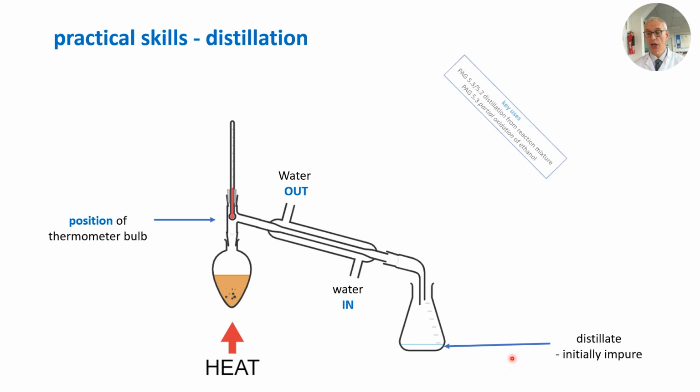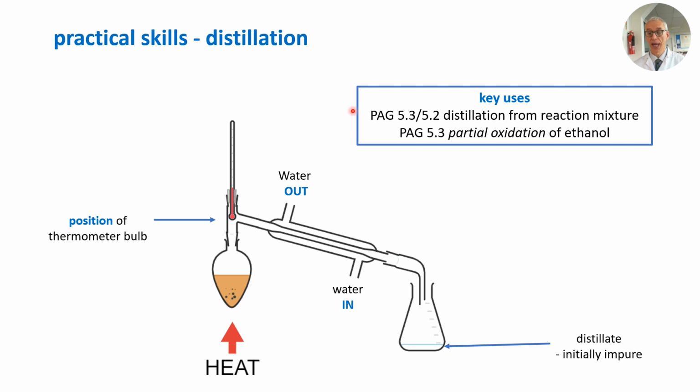Our typical examples from our PAGs are the distillation of carboxylic acids, of ethanoic acid from the reaction mixture after refluxing, but also very important to recall the partial oxidation of ethanol to form ethanal.